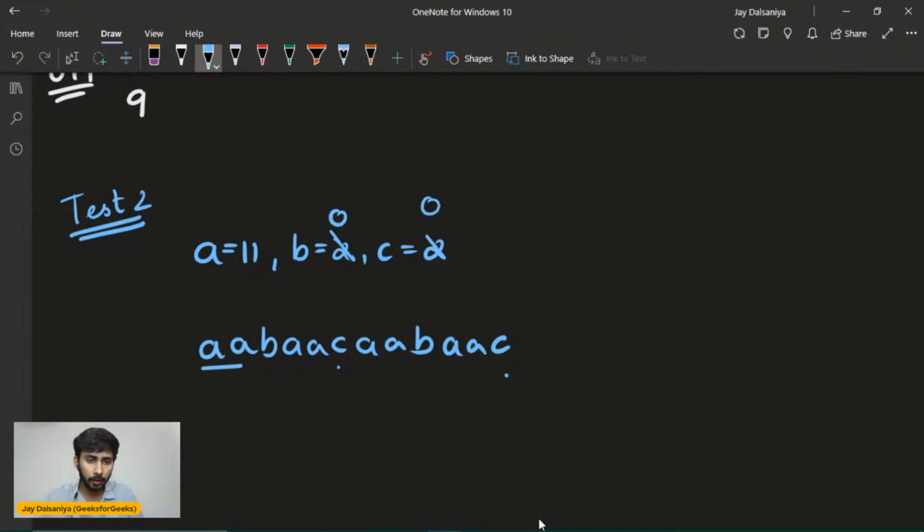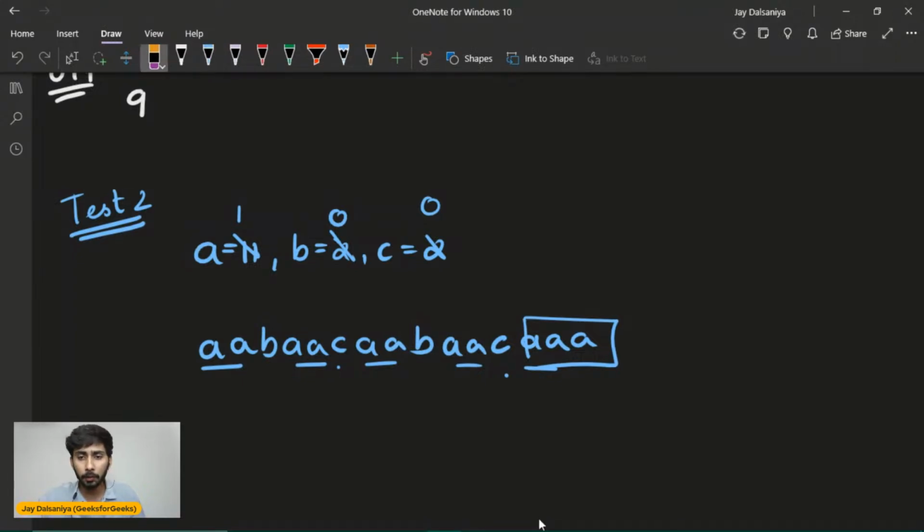And now let's see how many A's have been placed. I can see 4 2s are 8. So I can place 2 more A's. This would be 9 and 10. But now only one A is remaining. If I try to place one A over here, then I will observe a consecutive triplet of the same type occurring. So it is not possible.